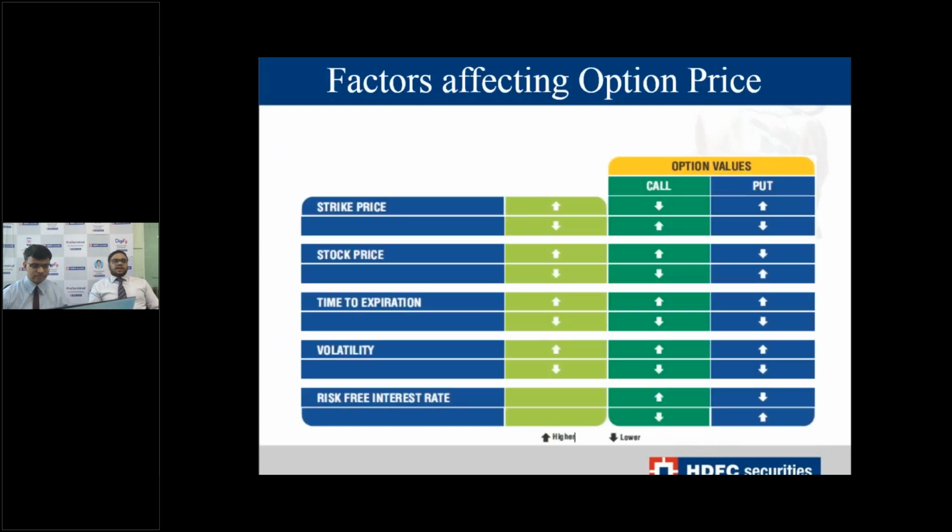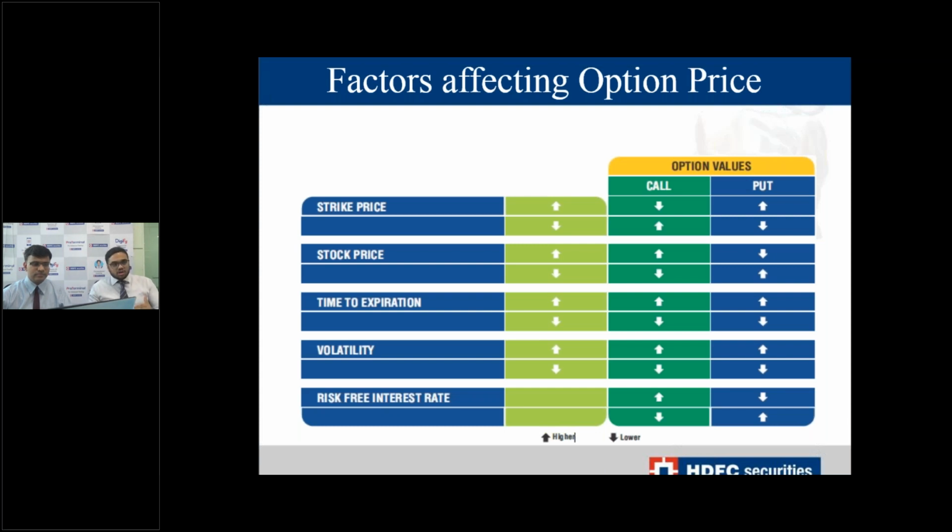So now, what are the factors that affect option pricing? There are five important factors. One is strike prices. Hence we have understood what is OTM, ITM and ATM. The far OTMs and the OTMs will always be priced lower when compared to the ATM and ITM call options, or put options, vice versa.